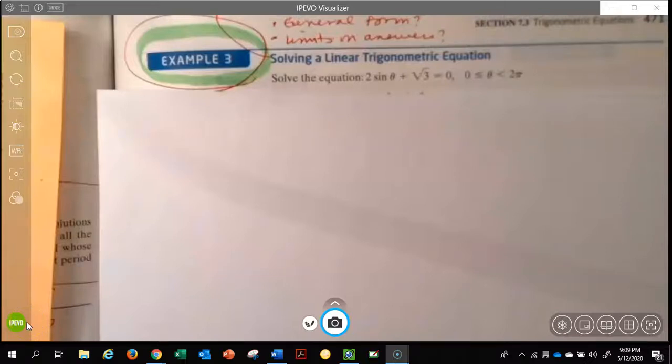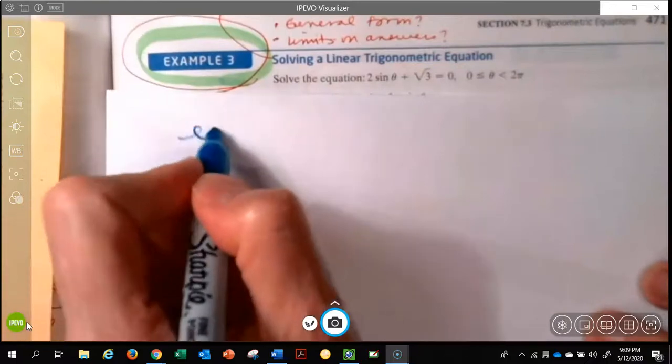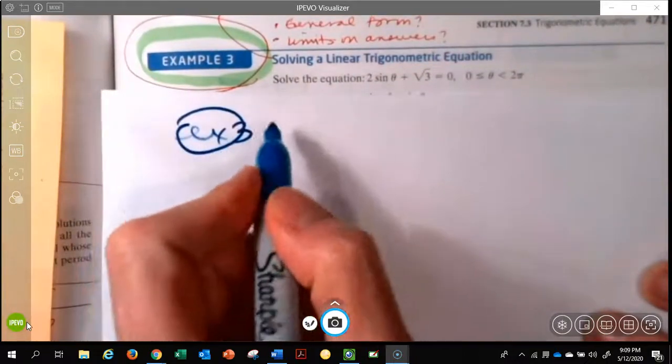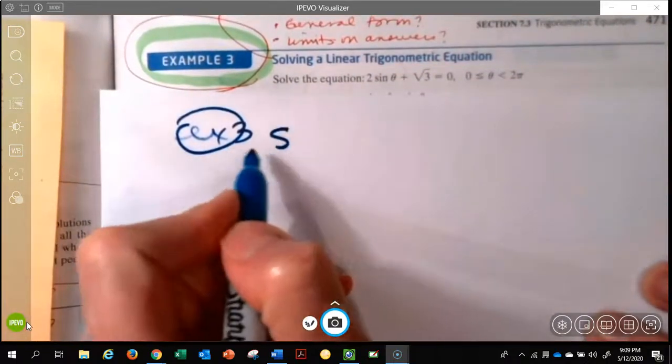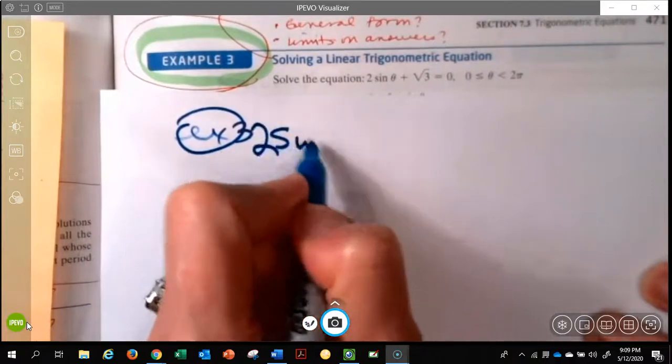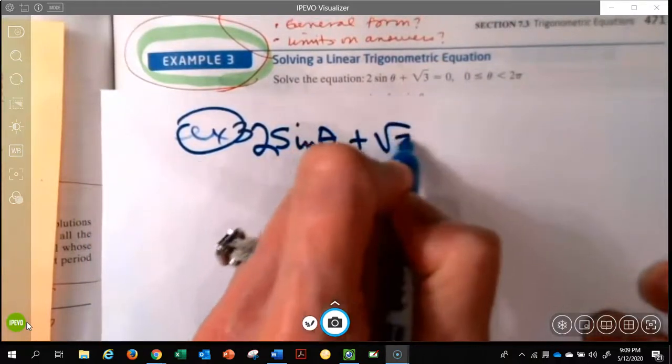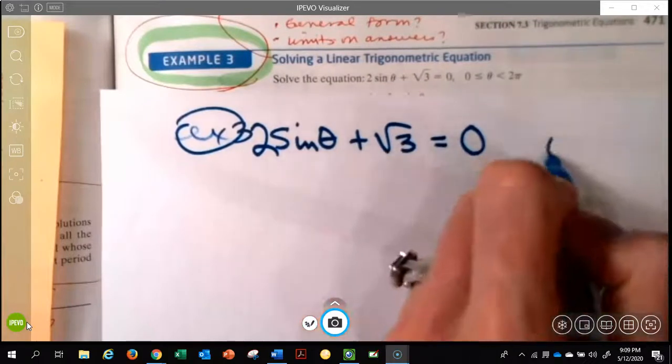So we're in the middle of section 7.3. I'm going to do 4 examples in the middle. I'm going to go out of order, but I am going to start with example 3. Looking at example 3, it asks us to solve the equation. So here we are at example 3. We're going to solve 2 times sine of theta plus square root of 3 equals 0.